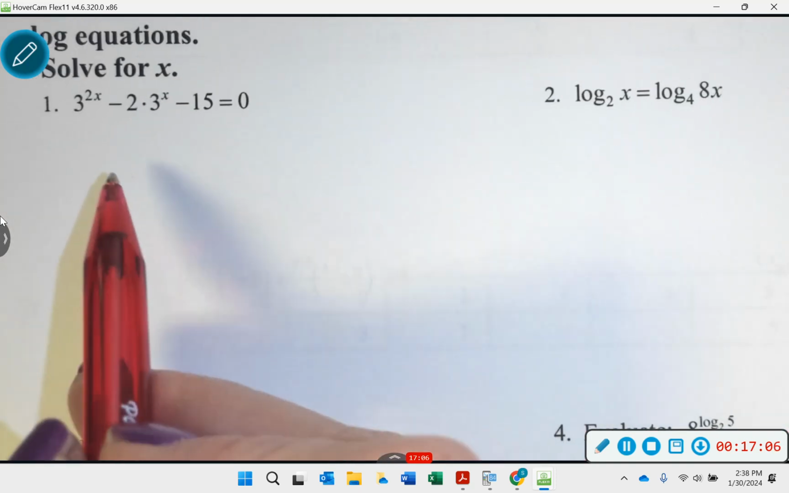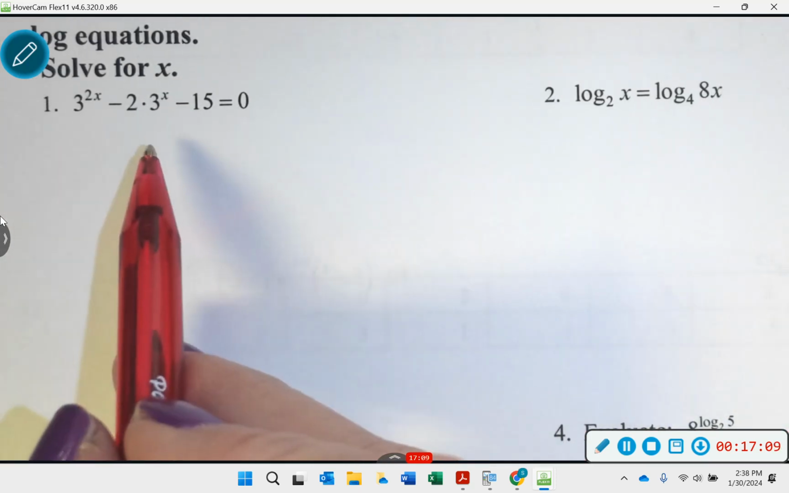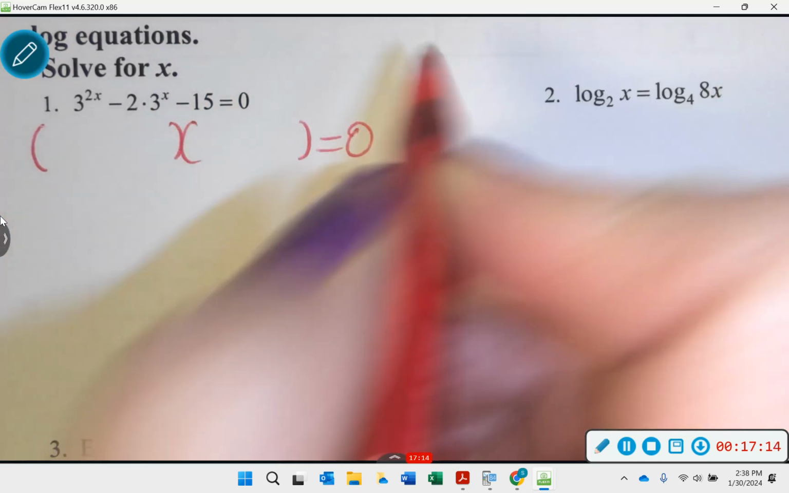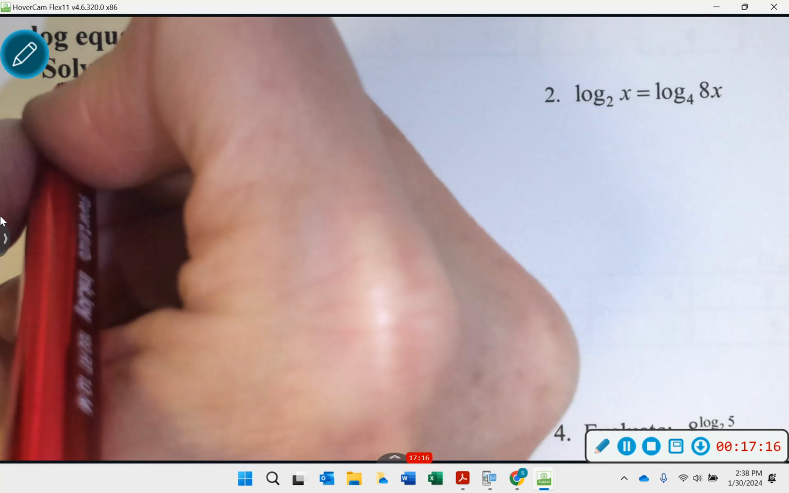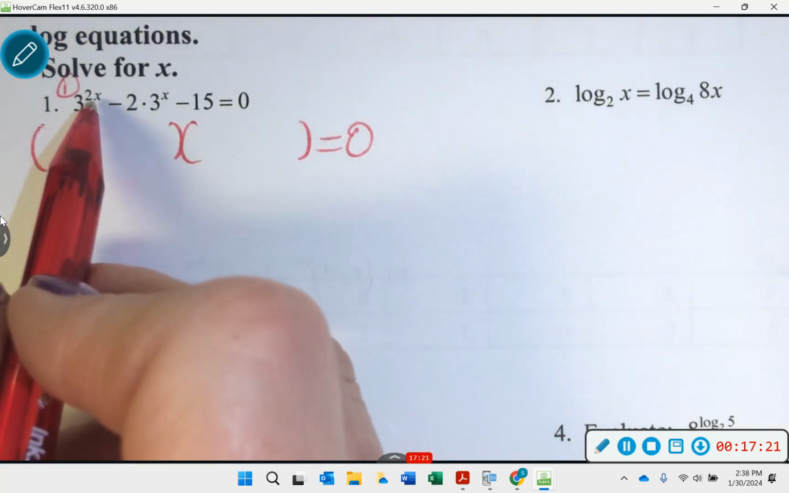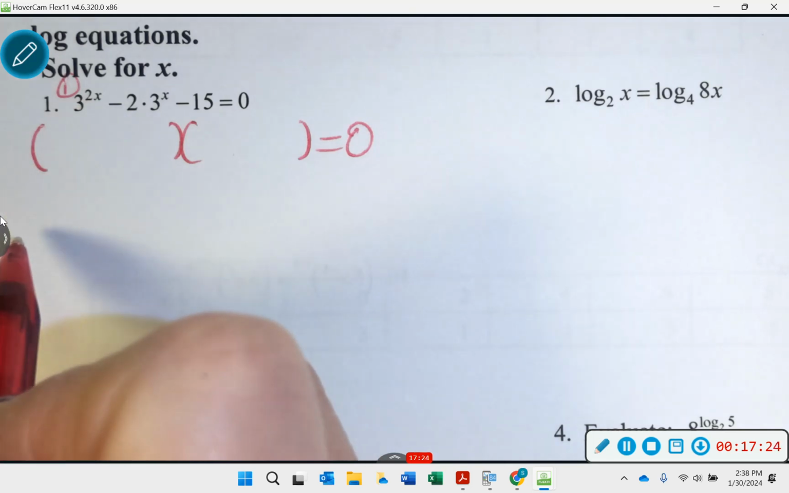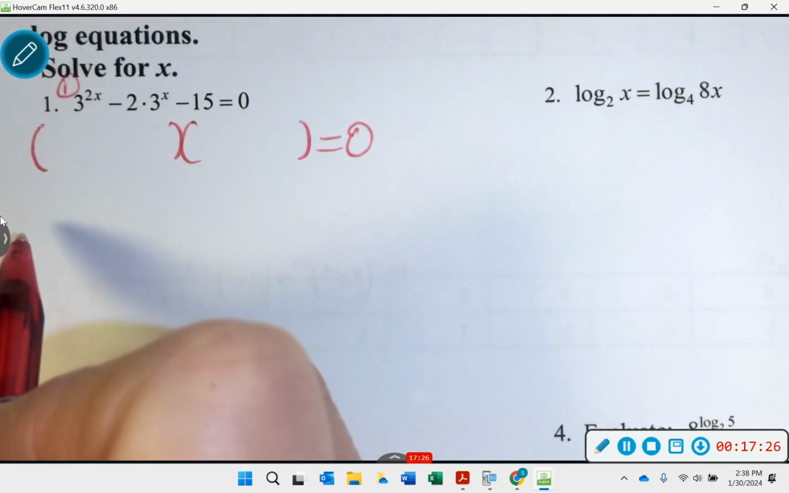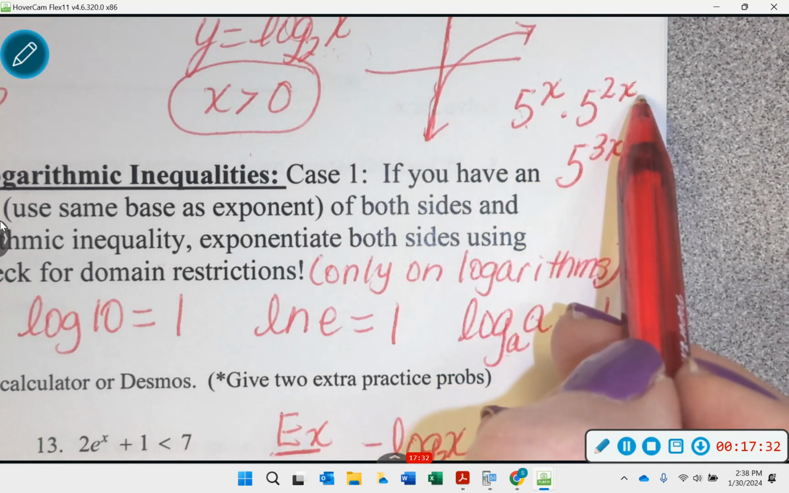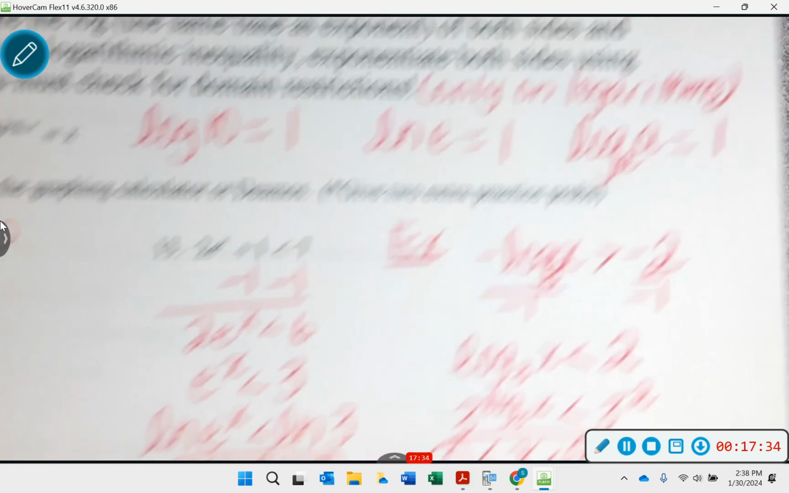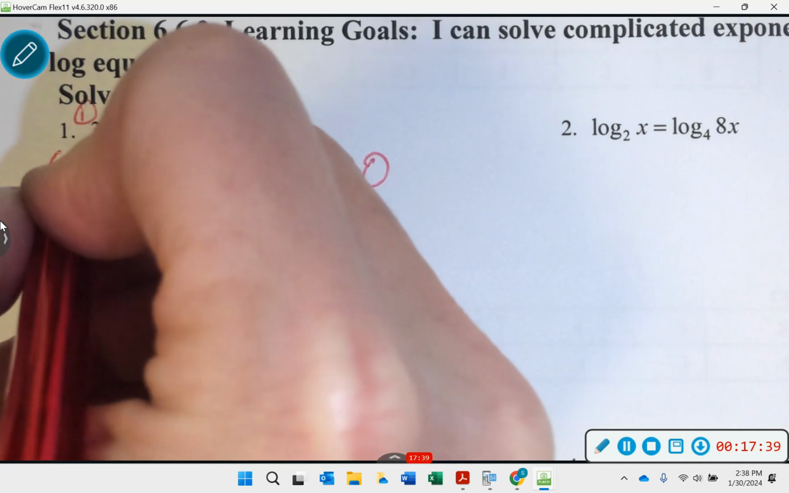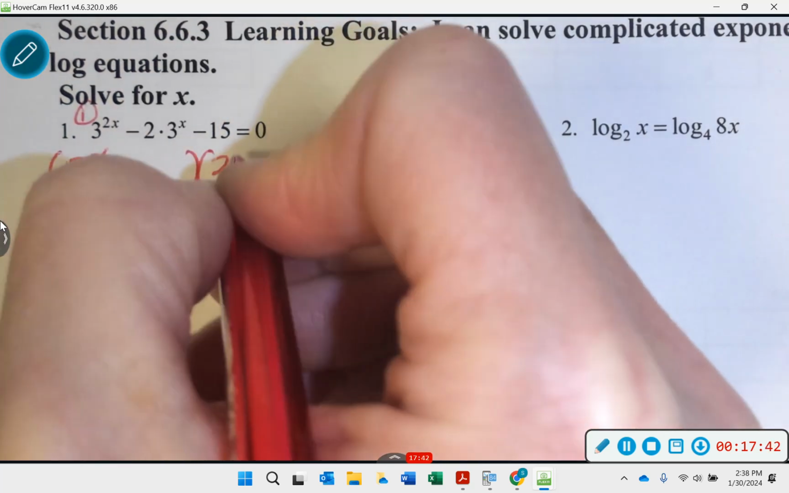Let's look down here now. Now we're trying to factor this. I have to look here first. What values multiplied together will give me 3 to the 2x? Look back here. 5 to the x times 5 to the 2x was 5 to the 3x. Oh, yeah. Right, good job. So it's 3 to the x times 3 to the x.